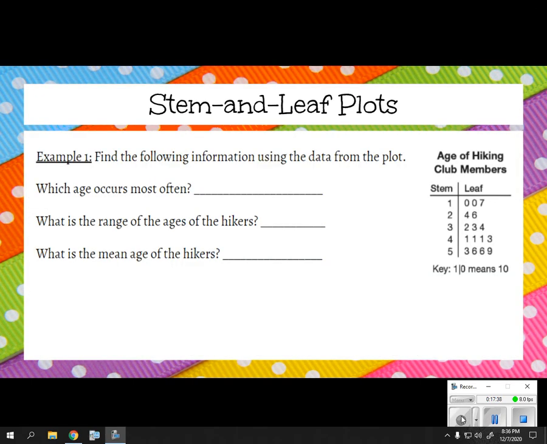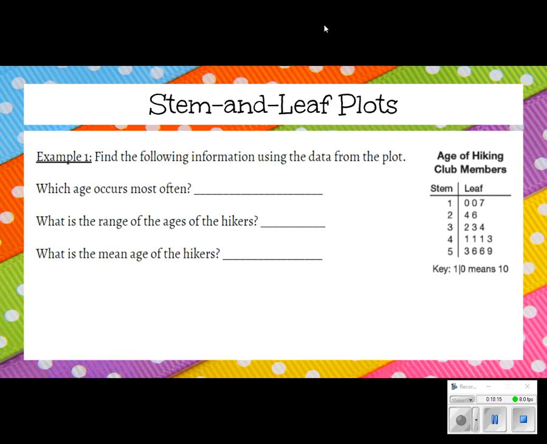So when you look at a stem and leaf plot, there's no magic way to tell what the mean or the median or anything like that is. You have to look at the individual data sets. So you may want to break out the graphing calculator. We need to first be able to read what's going on.